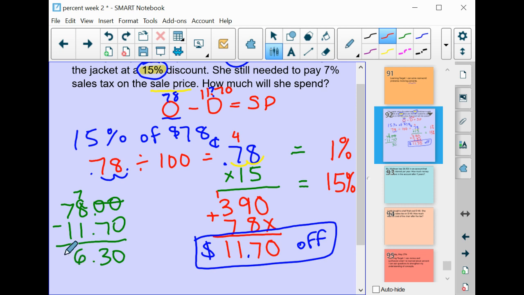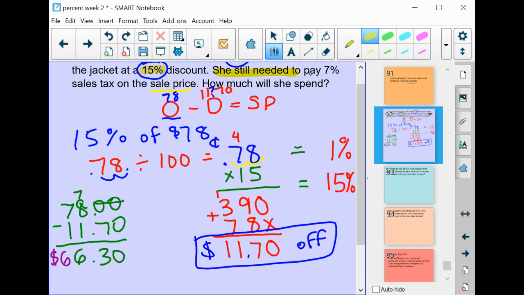Okay. So I know this is kind of difficult, but this is not our actual answer quite yet. This is just our sale price. $66.30. Yay. But we still need this part right here.